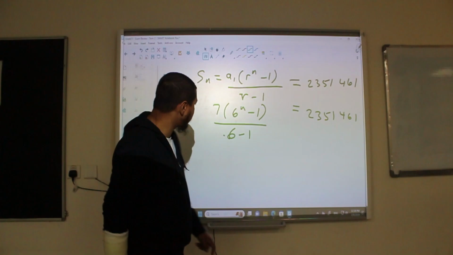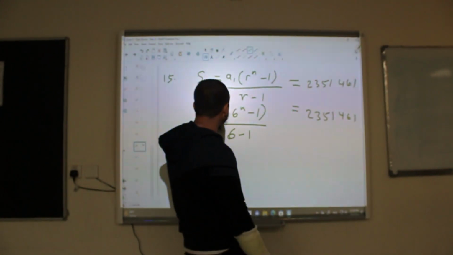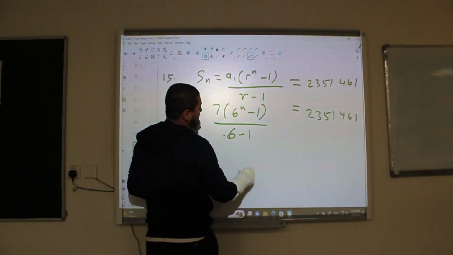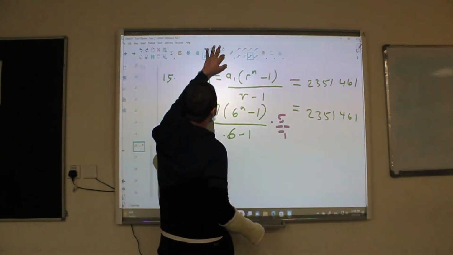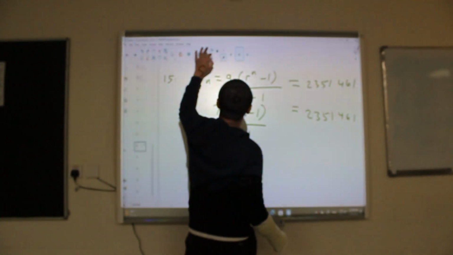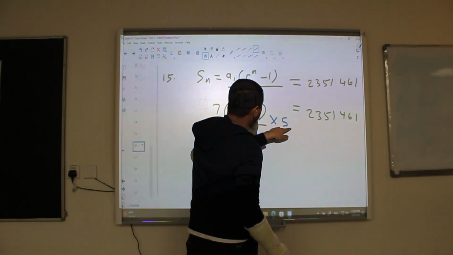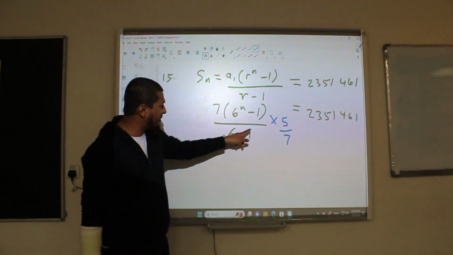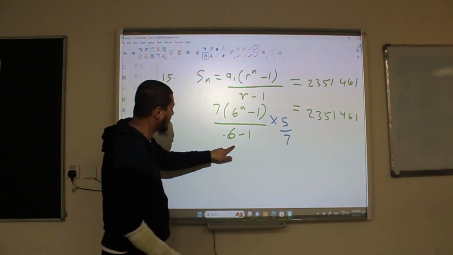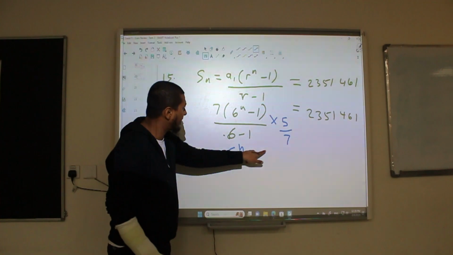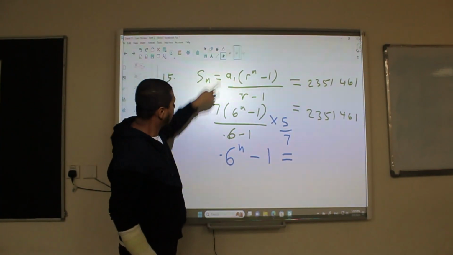The first thing we need to do is multiply by 5 and then divide by 7, because 6 minus 1 is 5. If we multiply by 5 and divide by 7, the 5 and the 5 cancel out, and the 7 and the 7 cancel out. We will only be left with 6 to the power n minus 1, which is equal to the other side. Whatever you do on one side, do the same on the other side.